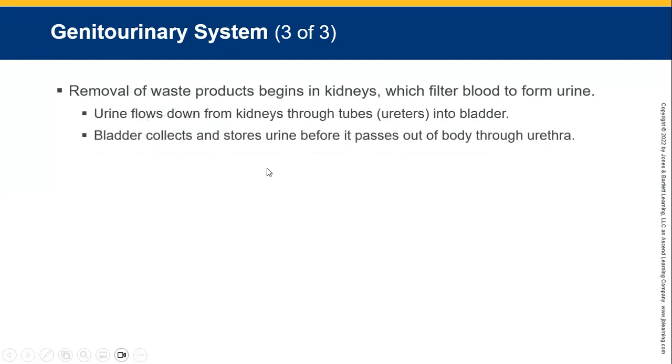Kidneys are involved in the removal of waste products, as I said to you just now. They filter blood to form urine. Urine flows down the kidney tubes through the ureters into the bladder. The bladder collects and stores urine before it passes out through the urethra.